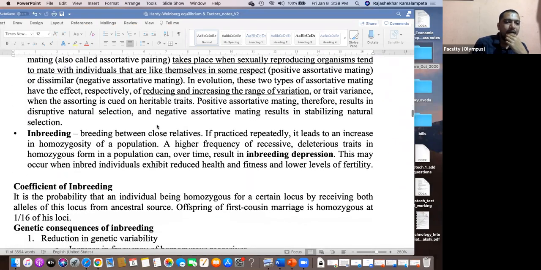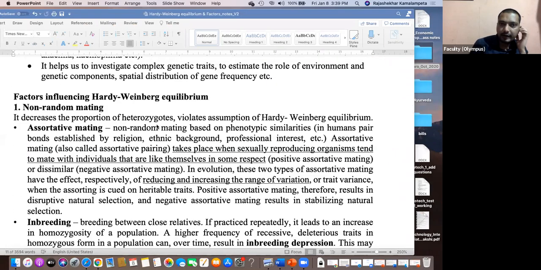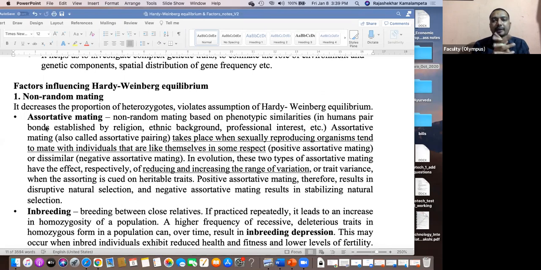Yeah. So one other factor is non-random mating. In the statement of Hardy-Weinberg equilibrium, we learn that populations are randomly mating, correct? But we were also briefly talking about this, that random mating doesn't happen, at least in human populations. We have some sort of preference in selecting the mate, correct? So there are different types of them. Here we are going to briefly talk about what non-random mating is.